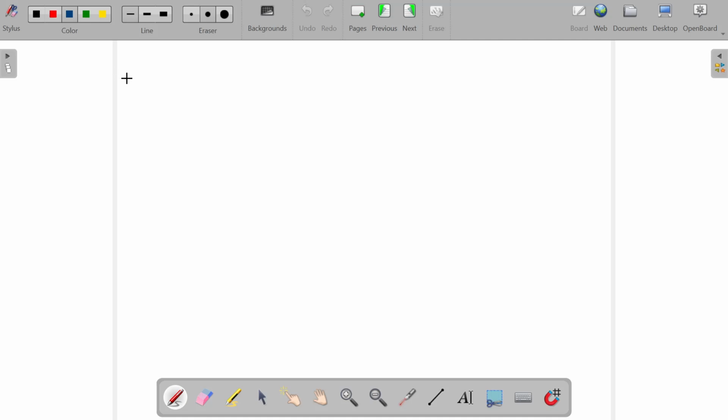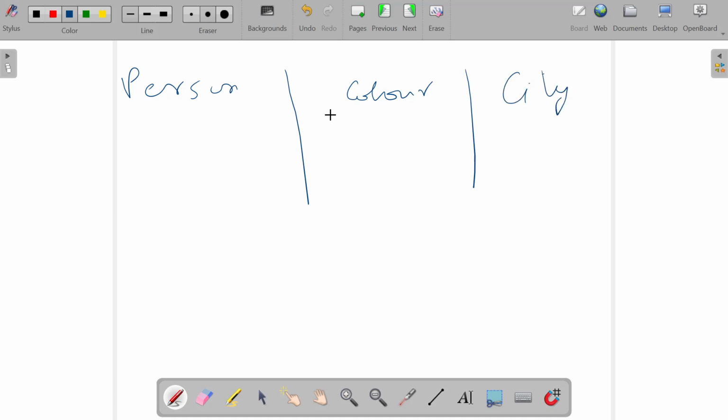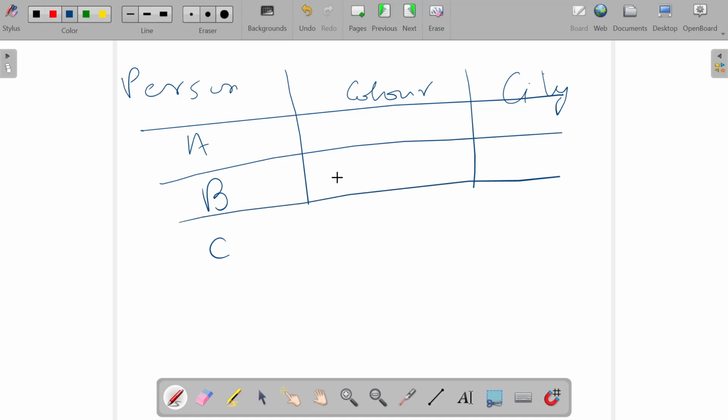So first is we'll make a table. First is our person, then color, and then city. Okay. So what are the three persons? A, B, and C. So what is the A likes red? It's given. So for A we can write red. Mumbai person likes blue. Okay, let's leave it for now. B does not live in Pune. Okay, so here we know Pune will not come. C lives in Delhi. Okay, very simple. C lives in Delhi. And for B it's given Pune will not come.